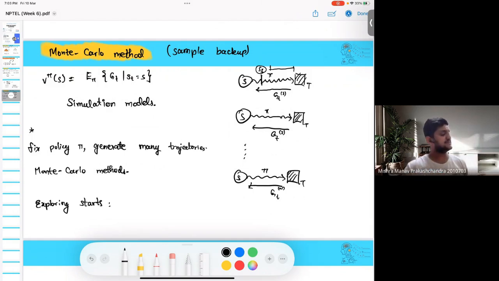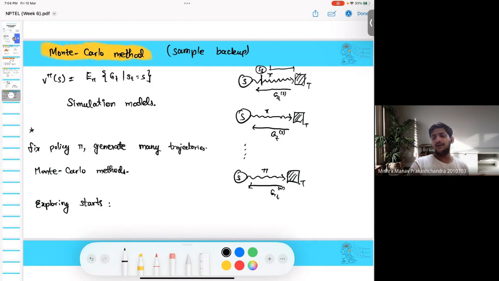So what happens in exploring starts is that after you reach the terminal state T, you don't reinitialize your state back to state S. You reinitialize to some random state in the environment, and then you draw a trajectory from that. After the episode ends, you again initialize some new state S, and then draw trajectories from that, and so on. So this allows exploration of the state space in the environment. This is what we mean by exploring starts in Monte Carlo.